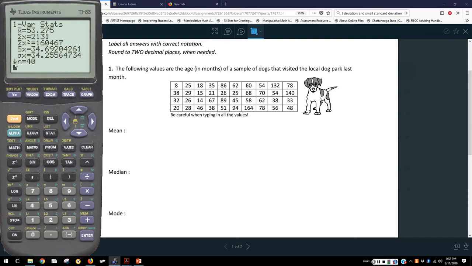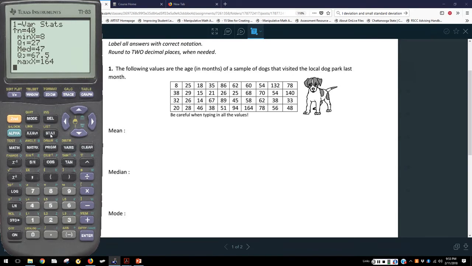The arrow next to the number N indicates that there's more information below that value. So if you scroll down, you see some other information about these dogs. Some of the various information here is that the youngest dog was 8 months old, the oldest dog was 164 months old, and the median age of the dogs at the park was 47 months old. So the median, which has no symbol, the median age of the dogs was 47 months. We can't find the mode from one variable statistics.